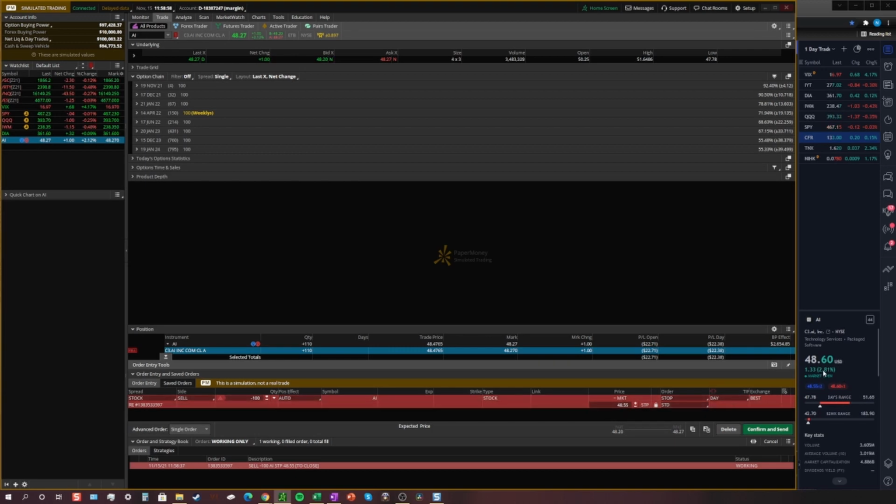If the market was to come back down and trigger this 48.55, we would get filled at whatever the market would fill us at. In the simulated trading scenario, we'd probably just get filled at 48.55. But just understand that that's different in real trading. You might get a little slippage. All right, but I'm going to move this up.